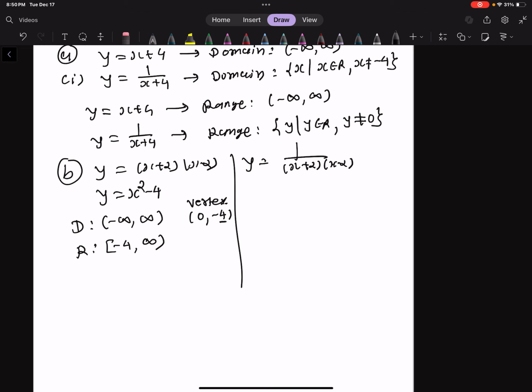So that's the domain and range of the base graph. For the reciprocal function graph, the domain is all real numbers except x cannot be plus or minus 2, because x equals plus 2 and minus 2 makes the denominator 0, which makes the expression undefined. For the range, y belongs to R, y cannot be 0.